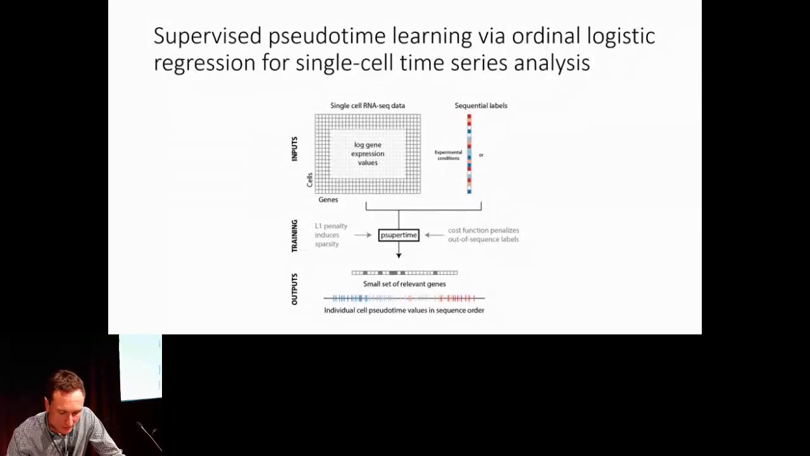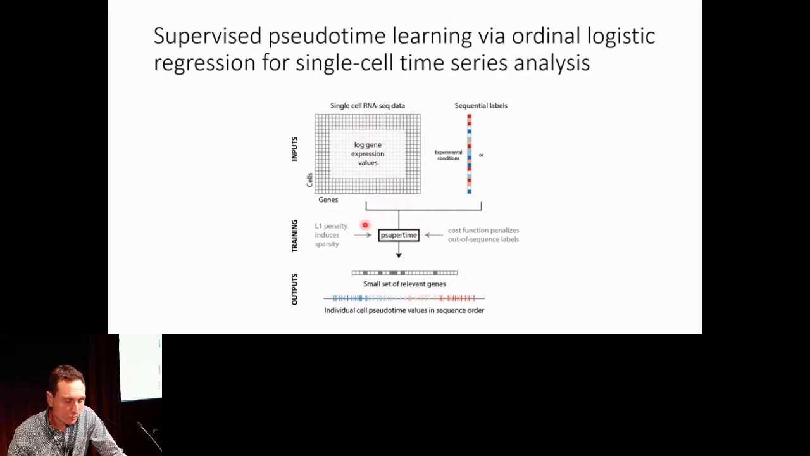And so here you see an overview. Maybe I just get a pointer to guide you through this overview here. So you start off with a single-cell RNA sequencing data matrix where you have rows corresponding to cells and columns corresponding to genes. Then every single cell is assigned a time label. And the time label of the cell corresponds to the time label of the originating sample.